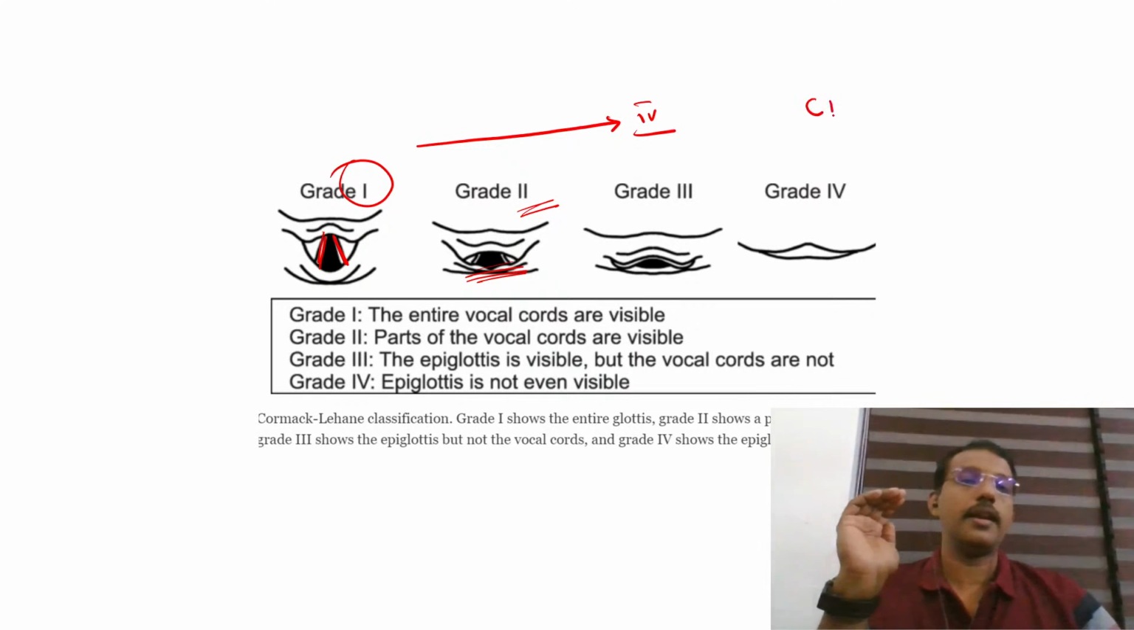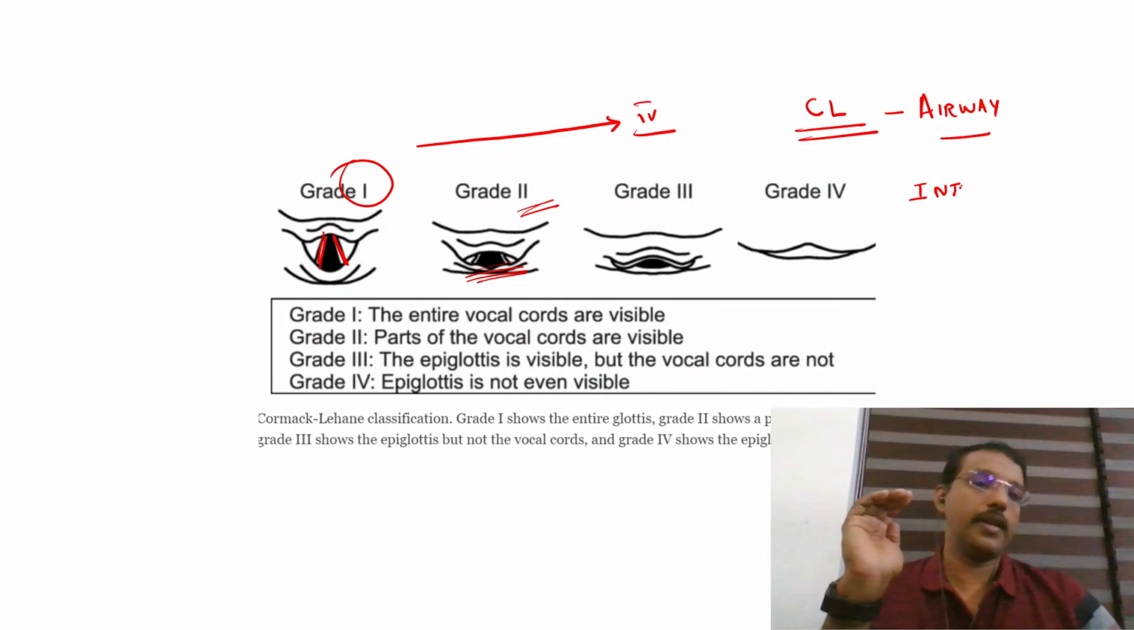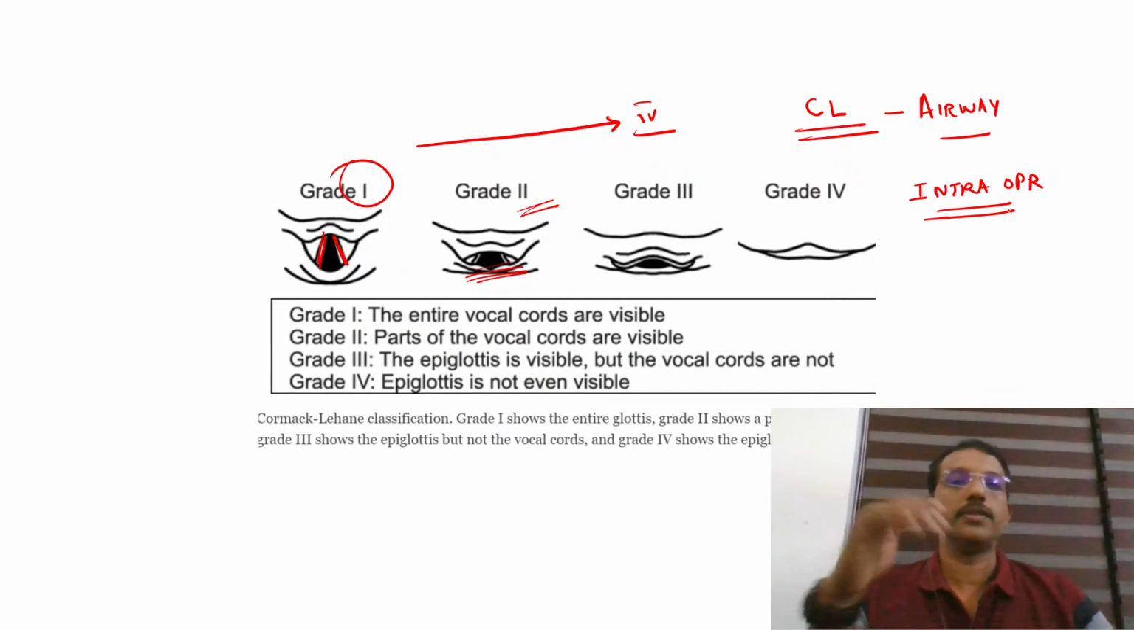So Cormack and Lehane scale is also for assessing the airway, and also remember this is done intraoperatively. So don't make a mistake. The other one, Mallampati, was pre-operative.